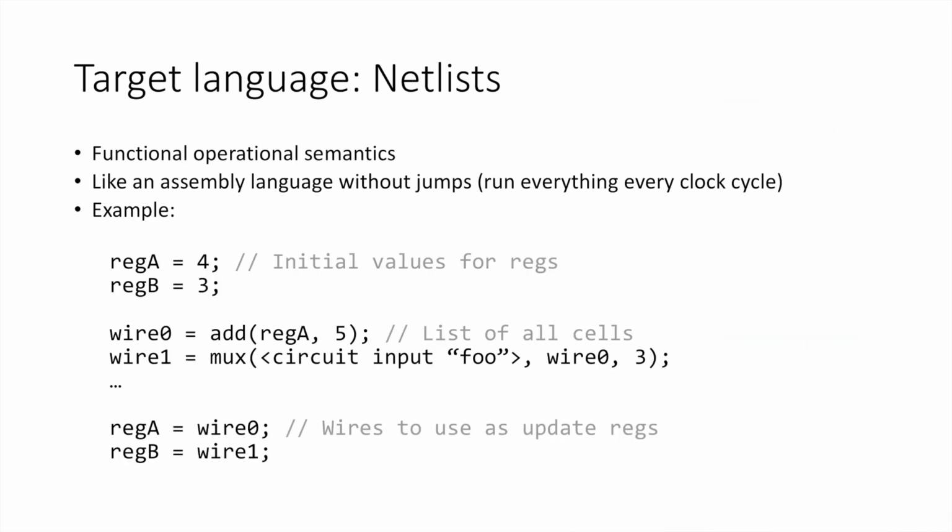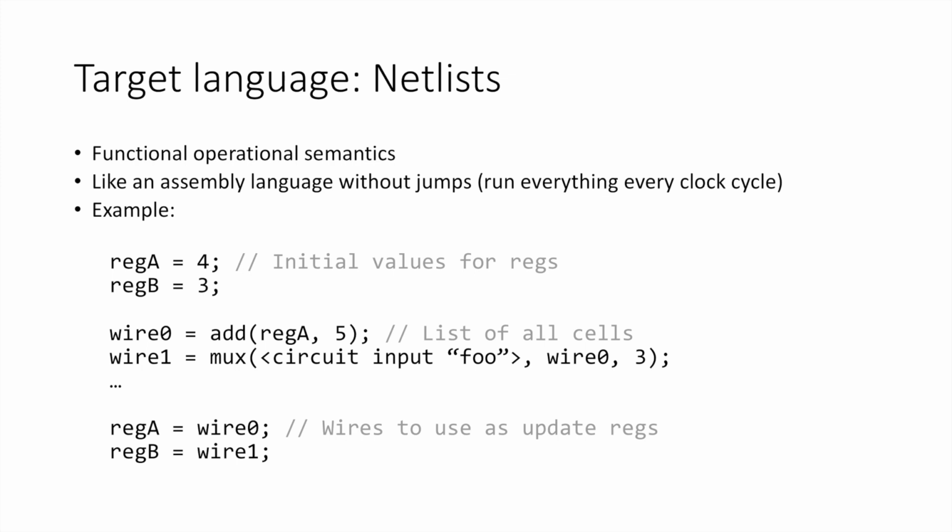And formally, the situation is as follows. As with the Verilog semantics, our netlist language or netlist semantics is a functional operational semantics, and it's essentially an assembly language without jumps, so everything runs each clock cycle. And this example here illustrates some of the things you can do with the netlist language.